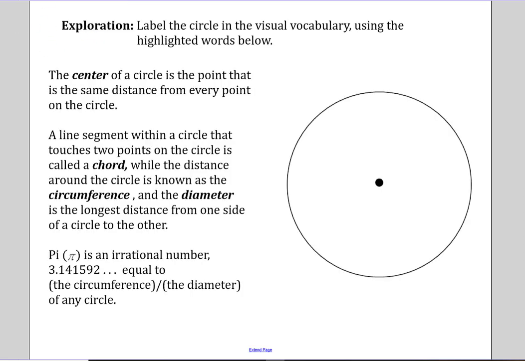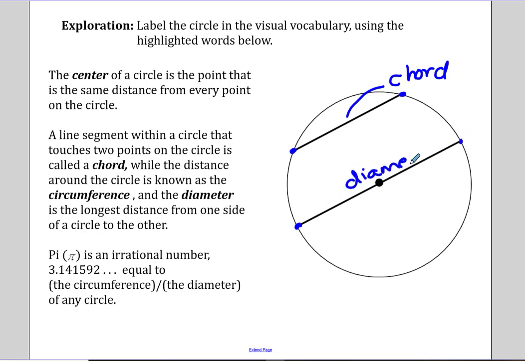So let's explore by making a few graphic vocabulary examples here. To get started, this is our chord. By definition, a chord is a line segment within a circle that touches 2 points on the circle. It doesn't necessarily have to go through the center. This is our diameter. The diameter does have to pass through the center. And this is our center.